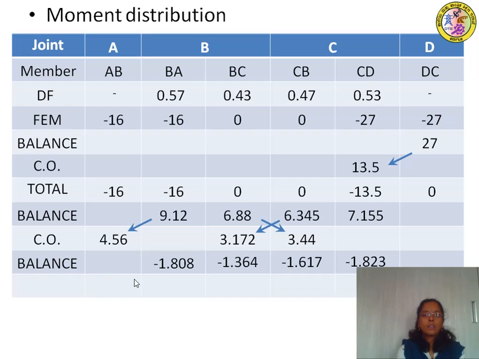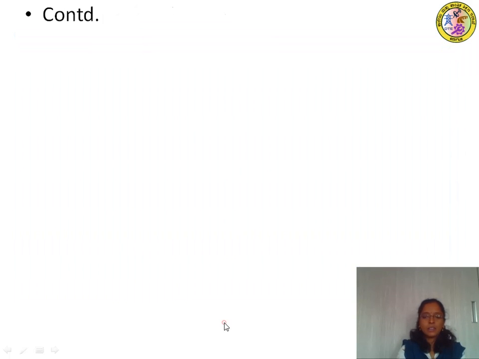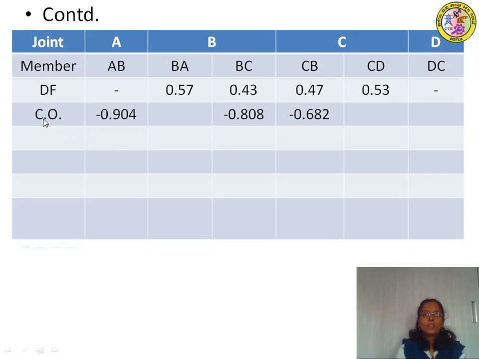So next, the step is carrying over from BA to AB. Half of minus 1.808 will be equal to minus 0.904, and from BC to CB, half of minus 1.364 will be equal to minus 0.682. From CB to BC, half of minus 1.617 will be equal to minus 0.808. Okay. So let us carry this last row further in the next slide. So this last row is carried here along with the distribution factors.